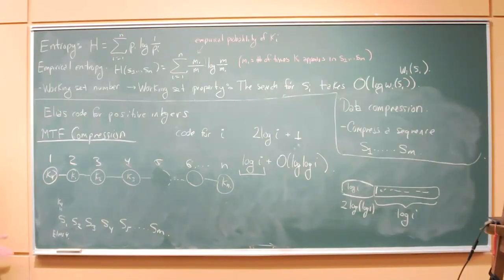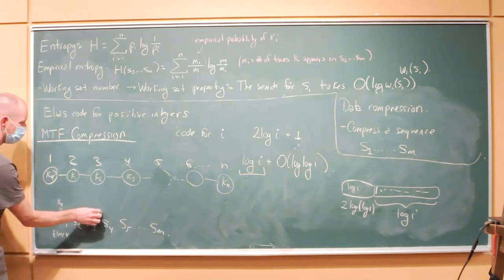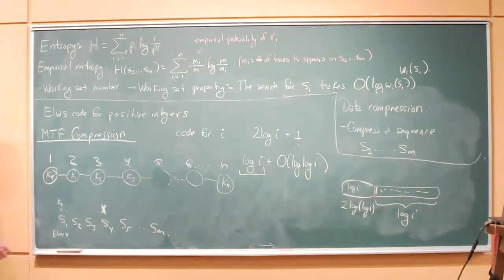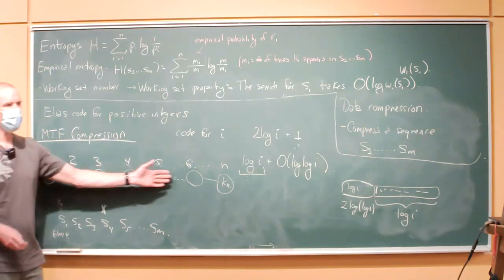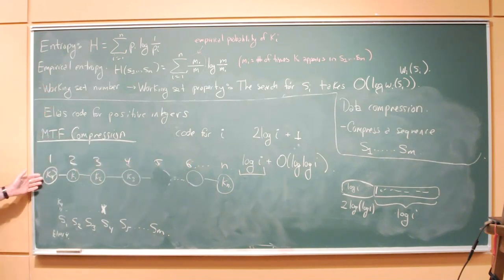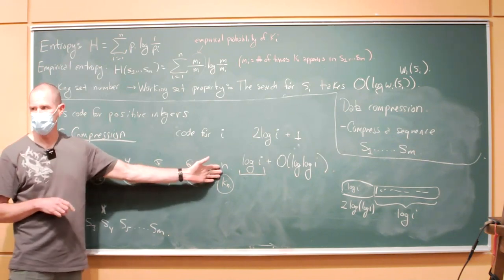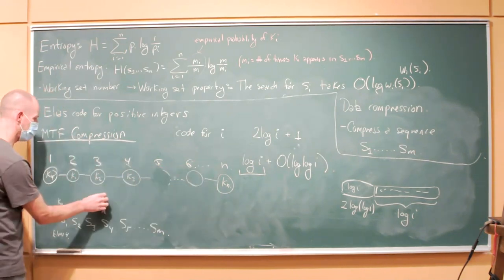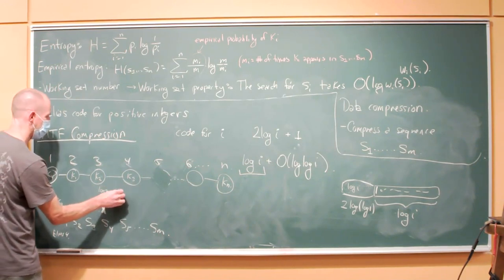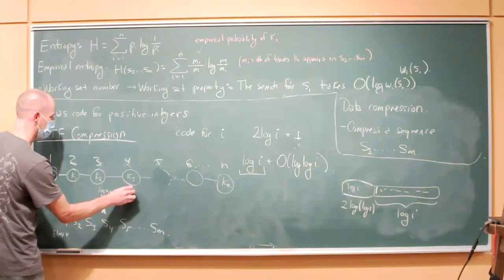And so now, look what happens in this sequence. The first time you see some value X, you don't know where it is in this list. You've never touched it before. It kind of depends on what list you started with. But it's not more than at position n. So it won't cost you more than log n plus O of log log n to encode it.